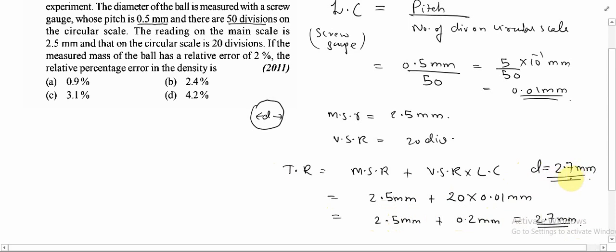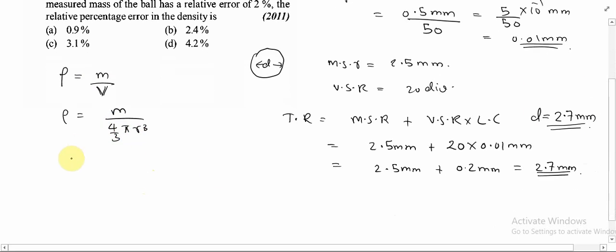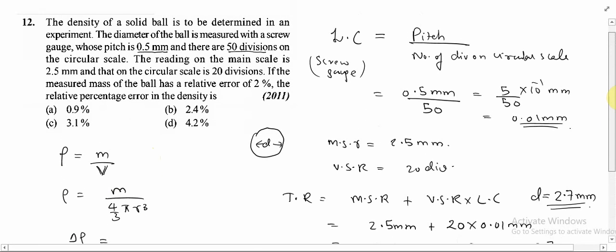Now the question is to find the relative percentage error in density. We know the expression for density. Density is given by mass by volume. Since it is a ball and spherical in shape, I can write rho is equal to m by 4 by 3 pi r cube. Now using the law of errors, I can write the relative error in density.